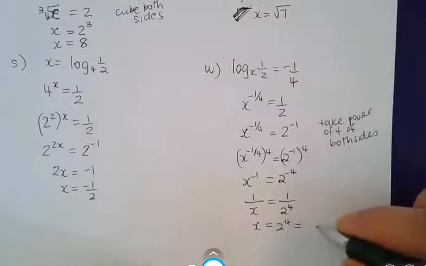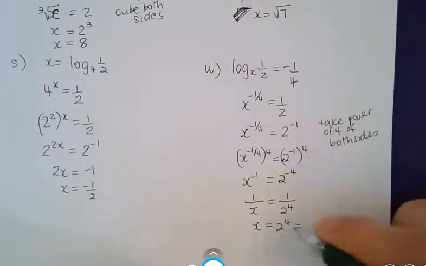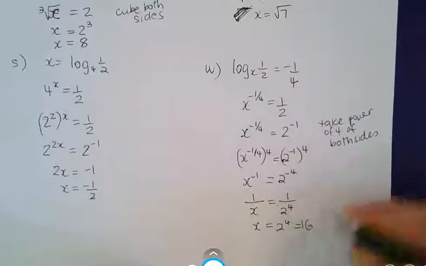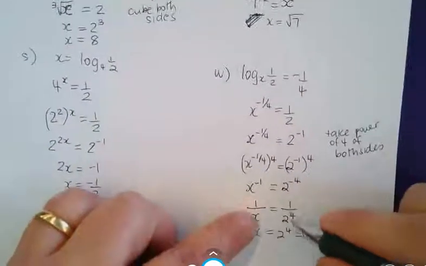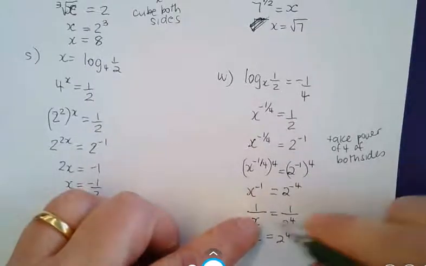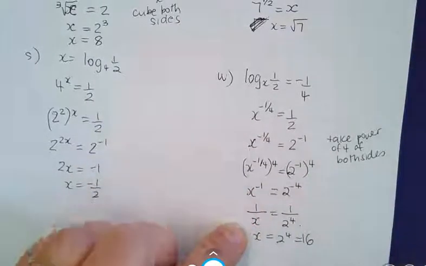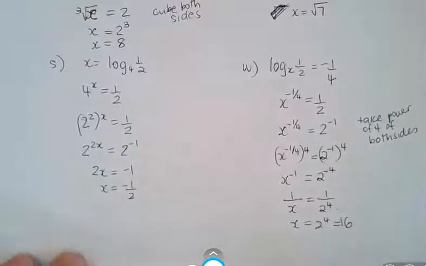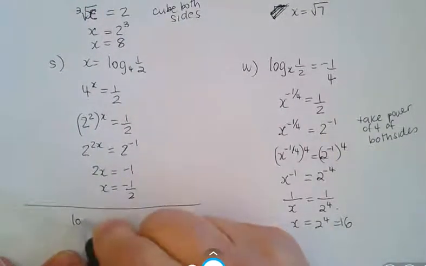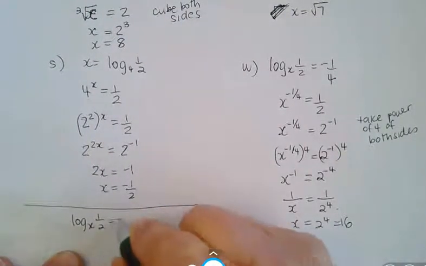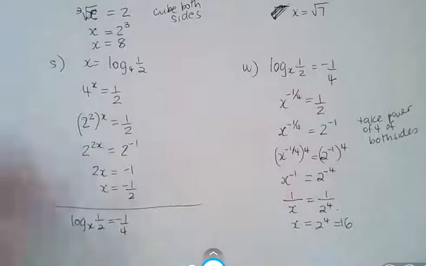2 to the power of 4. Do you know why I'm able to compare both sides now? You've got 1 over, the denominators have to be the same. Now, that's not the best way to do this. We're going to do it another way.